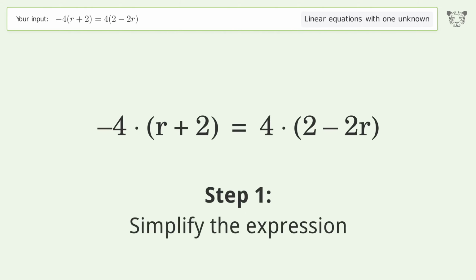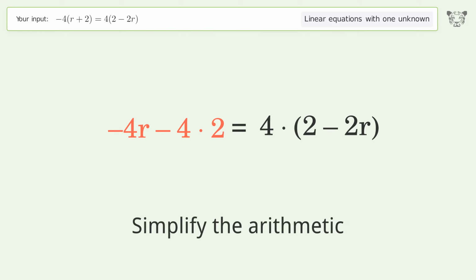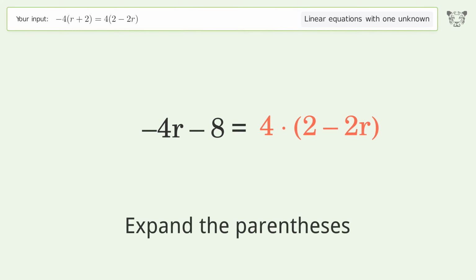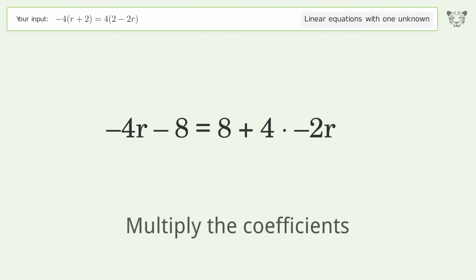Simplify the expression. Expand the parentheses. Simplify the arithmetic. Expand the parentheses. Simplify the arithmetic. Multiply the coefficients.